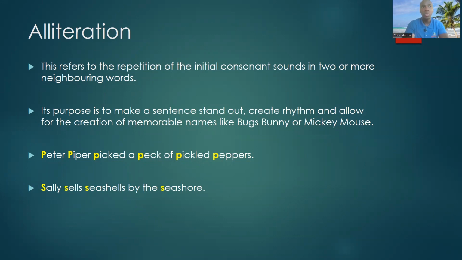But why would someone want to employ this literary device? What's the purpose of it? The purpose of alliteration is to make a sentence stand out, create rhythm, and allow for the creation of memorable names like Bugs Bunny or Mickey Mouse. So alliteration makes language more impactful, more meaningful, and more memorable, because when there's repetition of certain sounds, you're going to appeal to our sense of hearing.